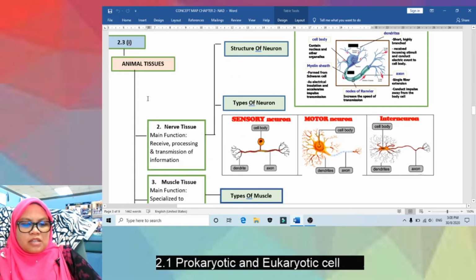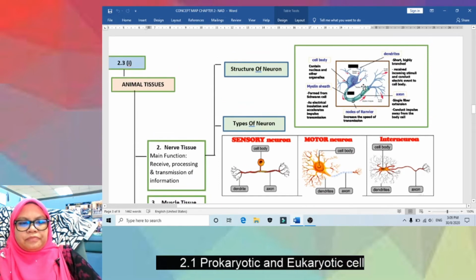Alright. Second tissue for animal is the nerve tissue. Main function of nerve tissue: receive, processing, and transmit of information. So nerve tissue, the main function is to receive, process, and transmit information. So this is a structure of neuron, because neuron is the basic unit in the nerve tissue.